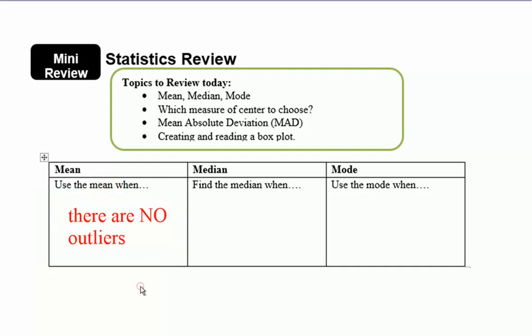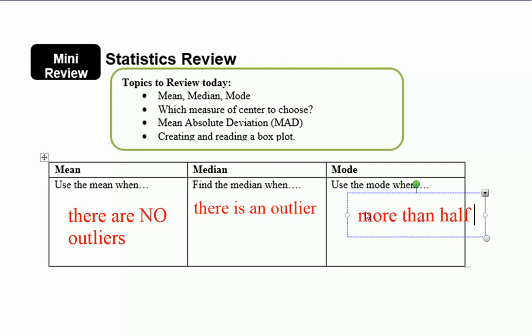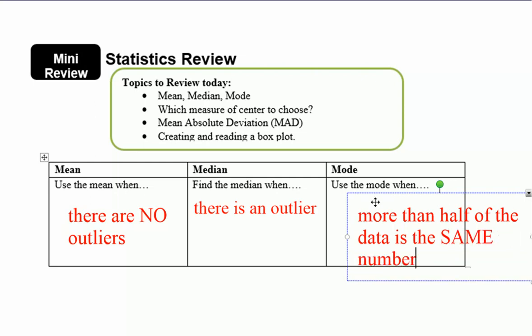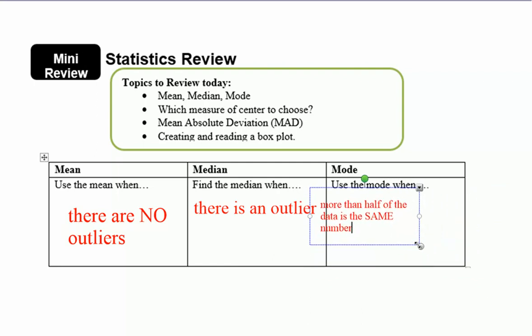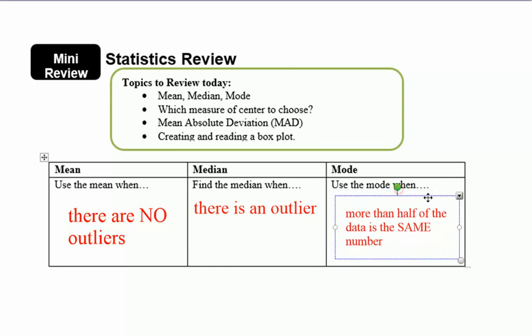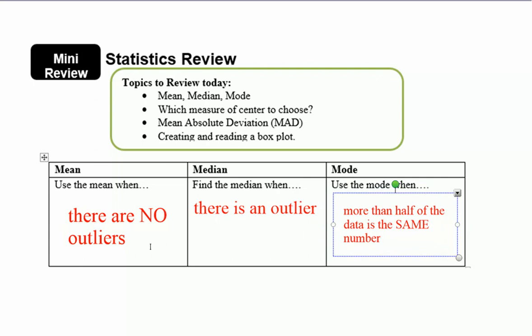Outliers are a number that is much larger or much smaller than all of the other numbers. I'm going to use median when there is an outlier. And I'm going to use mode when more than half of the data is the same number. So if I see most of the data is like a 7, then I'm going to pick a mode instead of calculating the median or the mean.